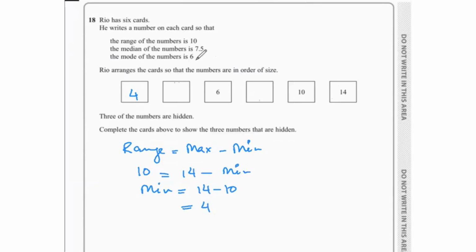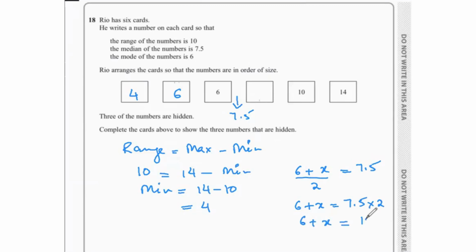Now they're saying mode is 6. So obviously mode will be over here, because mode is the number that occurs most frequently. And 7.5 was our median. So we need to find the number over here. So 6 plus something divided by 2 gives us 7.5, because 7.5 is in the middle of 6 and this number. So 6 plus x equals 7.5 times 2, which is 15. So x is going to be 15 minus 6, and that's 9. So the other number is 9.